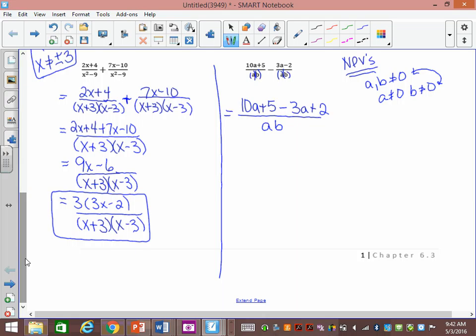Now we can collect like terms once we've subtracted properly. 10A minus 3A is 7A. 5 plus 2 is positive 7 over AB. Now that I have them together, I can say, okay, is there anything more I can simplify? You take a 7 out. And then I'm left with A plus 1 over AB.